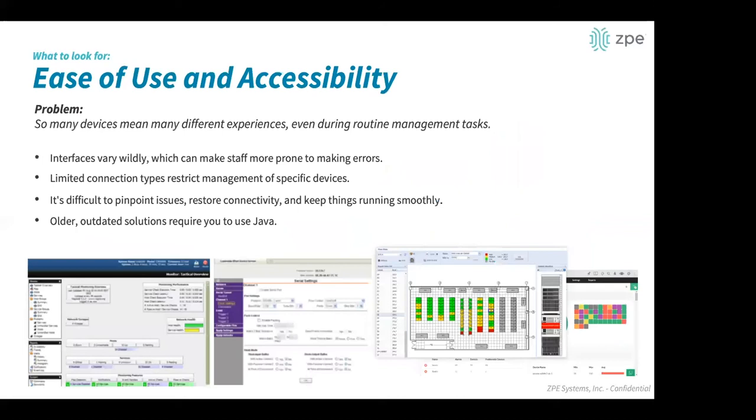Okay, well, that probably brings us into the next one, which is ease of use and accessibility. How does ZPE differ, I guess? Yeah, so essentially what we're looking for here is, again, because of the age of the different out-of-band systems and solutions, they all come with a different set of requirements, client requirements.